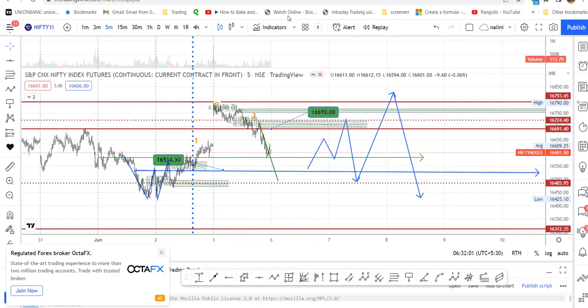Okay, friends, thank you very much. I hope this is one example. You take it as an experiment and start looking and locating the chochs in different charts, even in the stocks also. It works in everything.